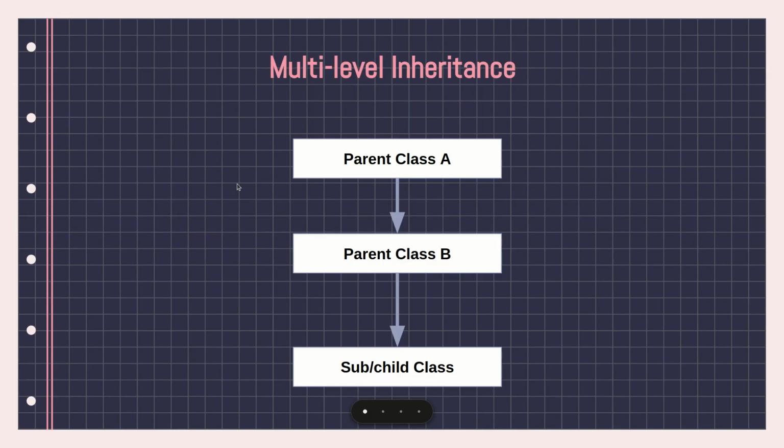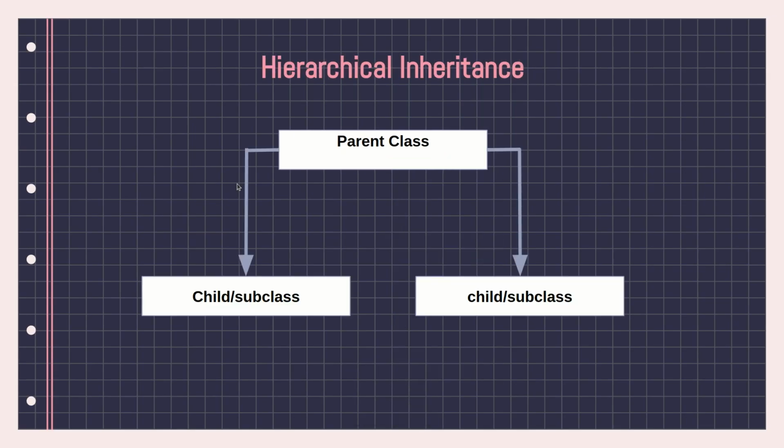We also have hierarchical inheritance. This is how hierarchical inheritance works. We have a parent class, and two classes are inheriting from that parent class. So that's how hierarchical inheritance works.